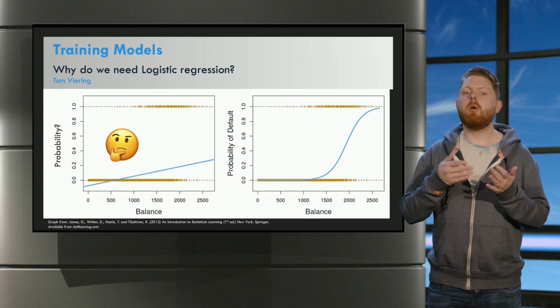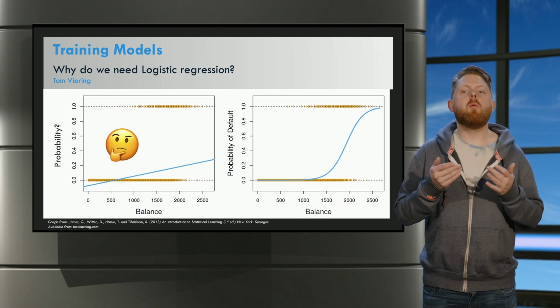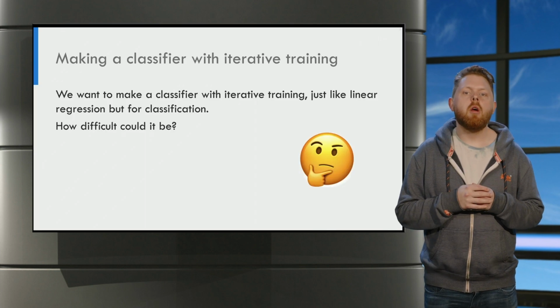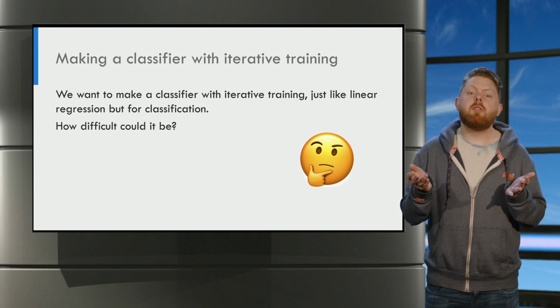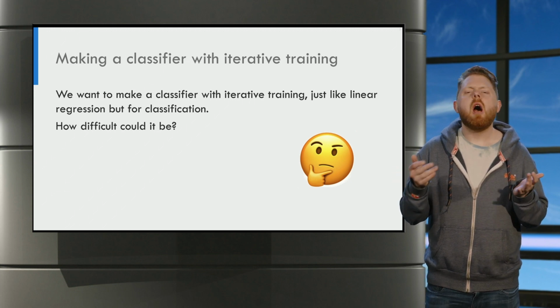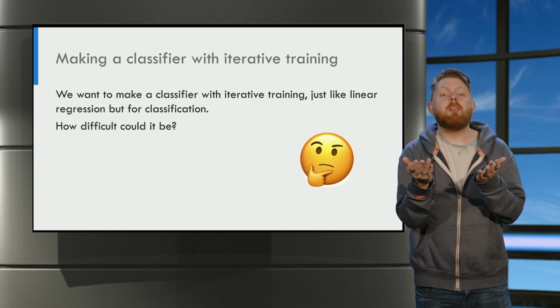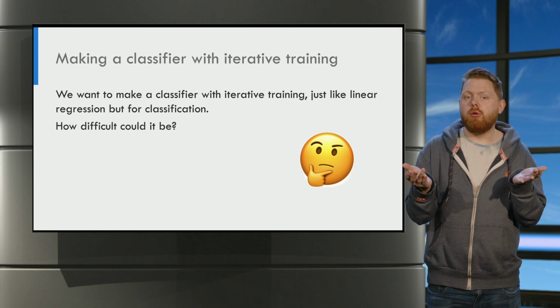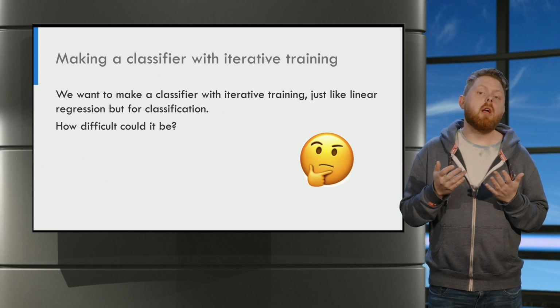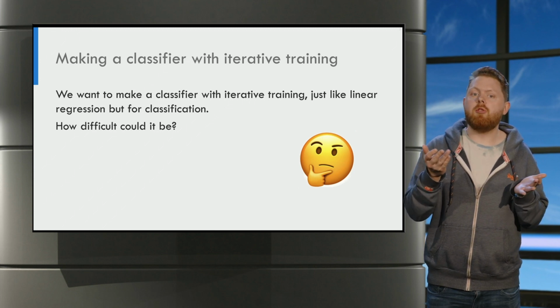In this video, we're going to discuss logistic regression, a classification model, and why we need it. Knowing the concept of iterative training, it kind of makes sense to try and make a classifier that uses iterative training. How difficult could this be? Well, it turns out this is rather difficult and logistic regression is one of the possible solutions. But first, let's explain why it is difficult to make a classifier with iterative training.